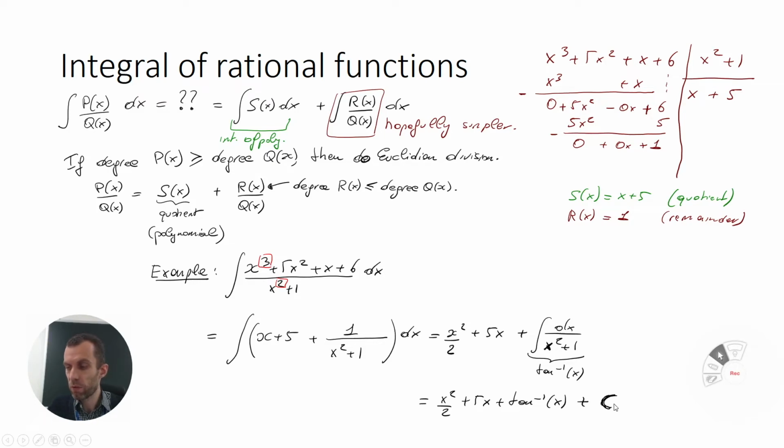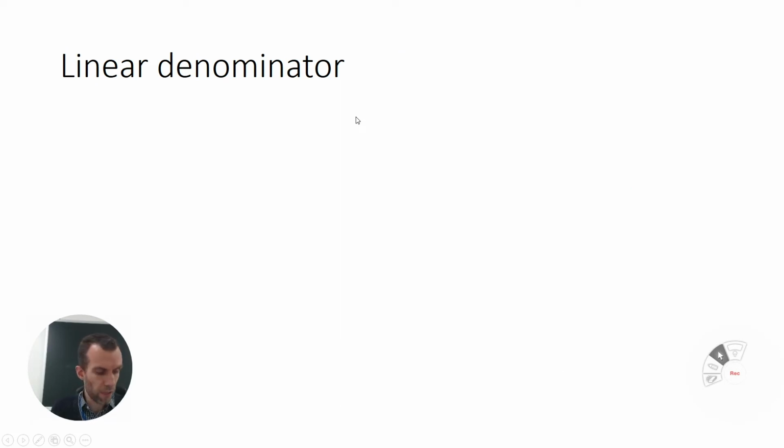So in this case we were lucky. It was a whole lot simpler. It was something that we could integrate for the remainder. But in general, this won't work without extra tricks that we will cover now. So let's start with a special case. Let's look at the case where the denominator is a linear function. So q is a times x plus b, and we'll assume that a is different from 0. If it's just a constant, then you're back to integrating a polynomial, and we know how to do that.